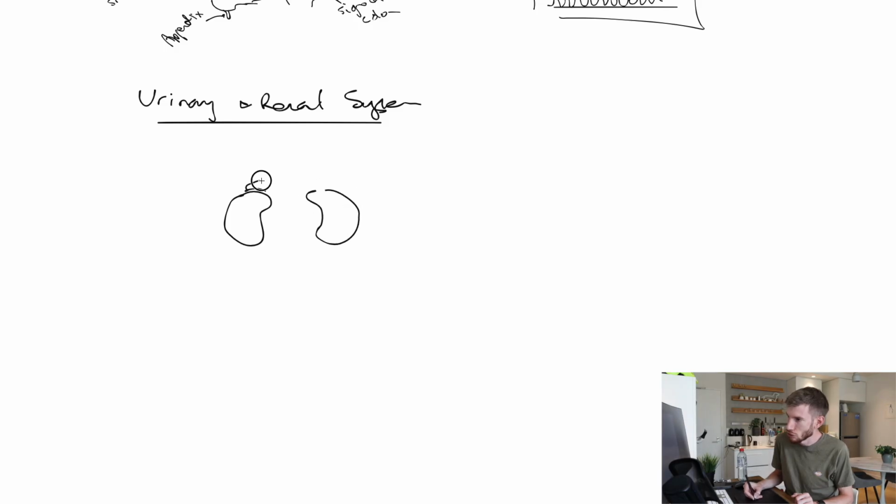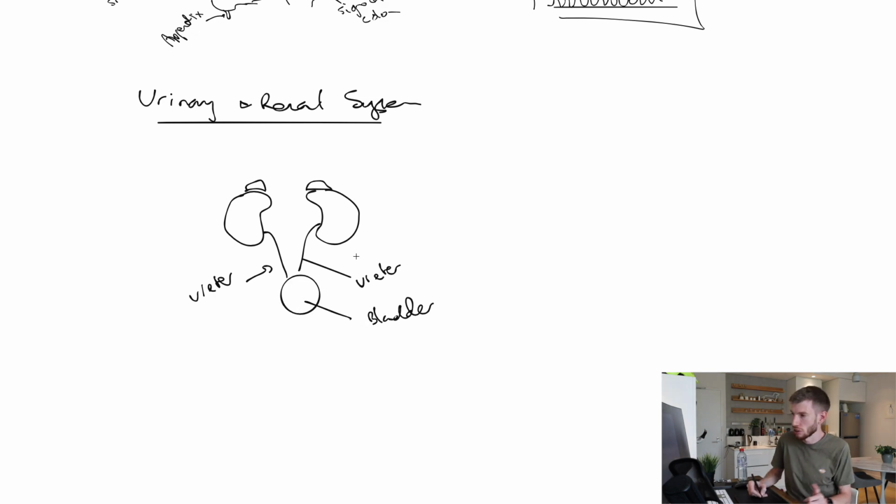On the top, you've got the adrenal glands, adding to the renals. We don't really talk much about those in this system. They're more for the endocrine system. And then out of those, you then have ureters, and ureters are little tubes that carry urine to the bladder, which is just our storage system.